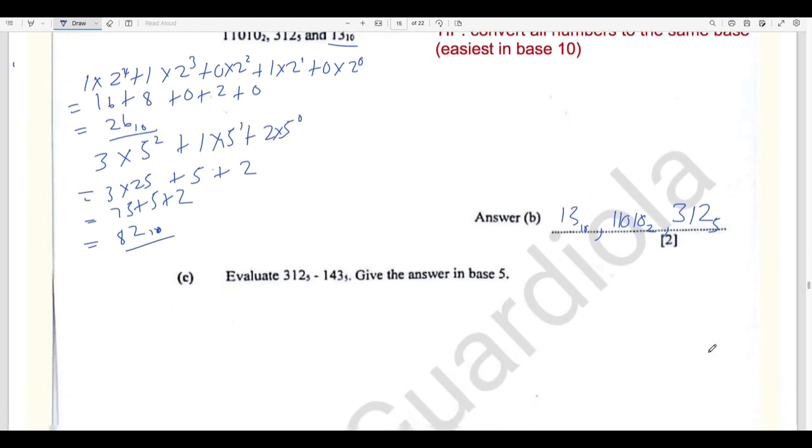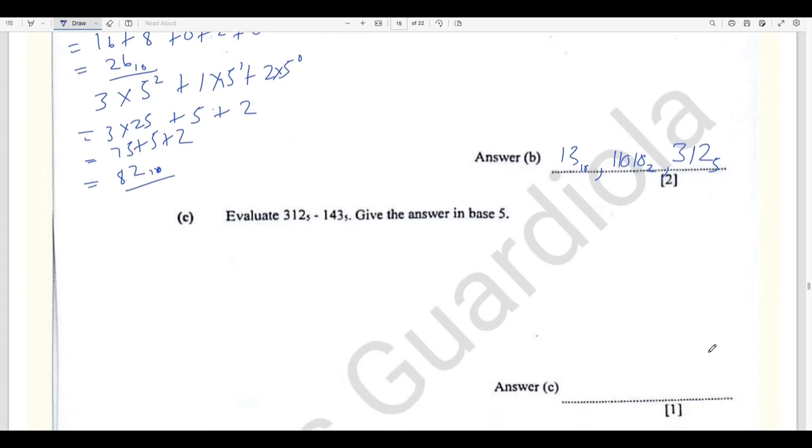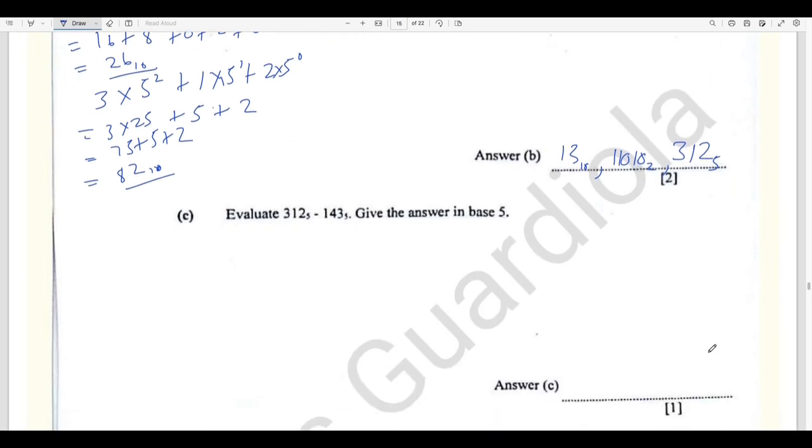Then the next part asks us to perform some operations with numbers in the same base. We have two methods that we can use. When we are given an equation like this, evaluate 312 base 5 minus 143 base 5, we can use one of two methods. We can simply subtract them in the same base using some special techniques, or we can convert both of them to base 10, subtract, then reconvert back to base 5.